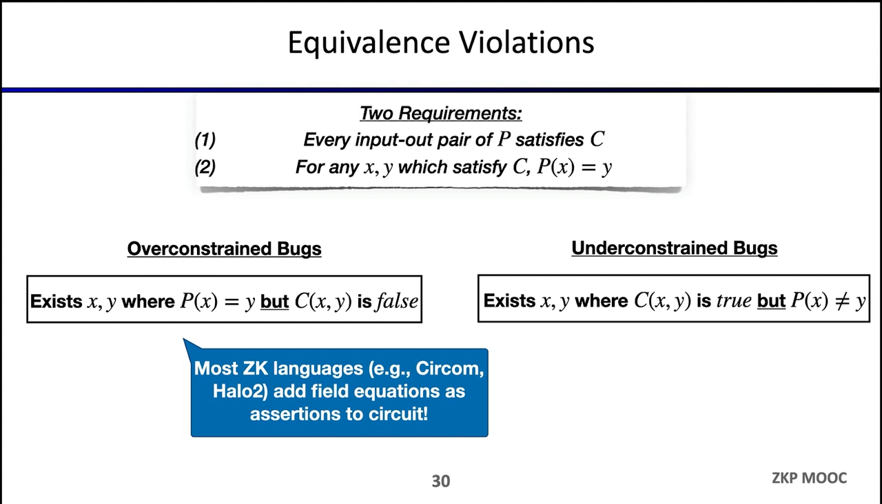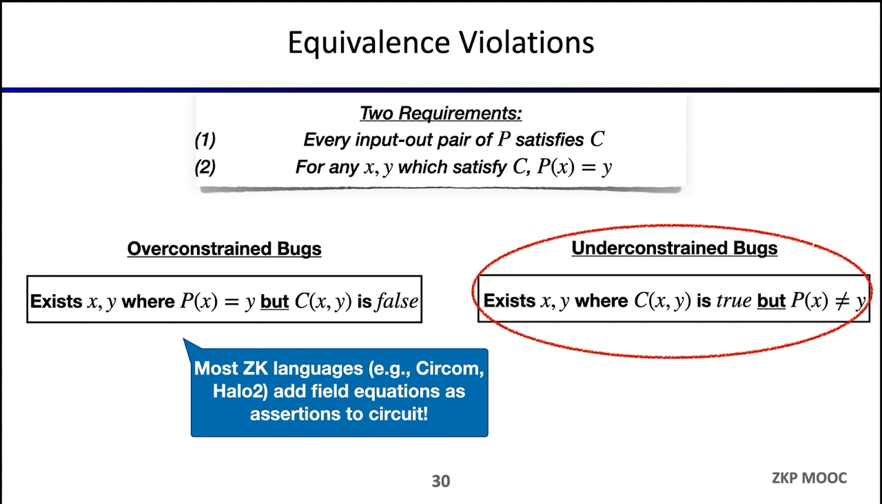The second type of violation happens when there exist some pairs of X and Y such that they satisfy constraint system C. However, this X and Y are not a valid input-output pair of the program, in the sense that if you plug in P of X, the return value is not going to equal Y. So basically, if that's the case, as an attacker or malicious user, you can claim any bogus fact on any random computation, because those computations are all accepted by the constraint system. And these bugs, in practice, are actually quite dangerous.